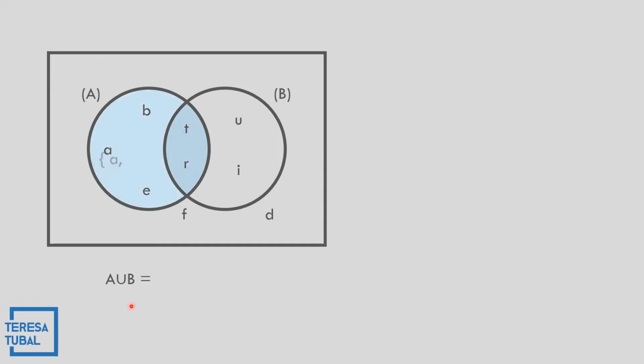So the A union B is the set for event A, that is A, B, E, T, and then R. While the event B, T and R, no need to write since already written, and then afterwards, U and then I. So the A union B is equal to the set of A, B, E, T, R, U, and then I. If we count, we have 7 elements. How about the A intersection of B? The A intersection of B is T and then R. So sets T and R, so we have 2 elements.